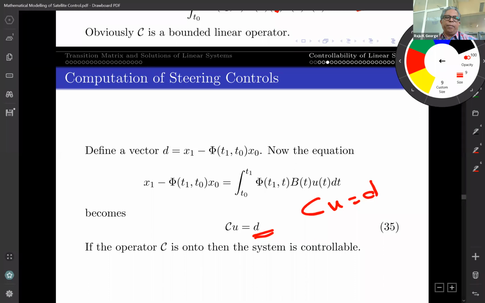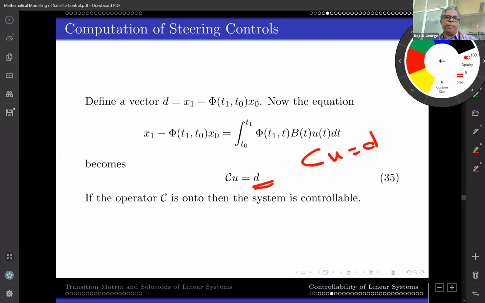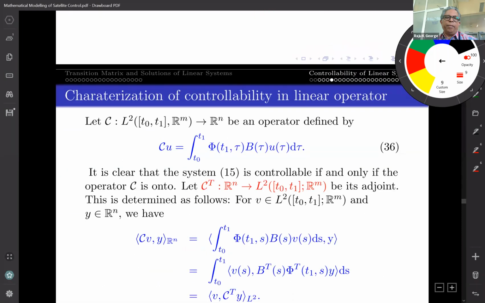And if C is onto, again, if you take the adjoint of this operator, if I define C from L2 to Rn, and the operator is defined by Cu is equal to the integral from T0 to T1 of this integral operator. It's clear that the system is controllable if and only if the operator C is onto, or C transpose, the adjoint, from Rn to L2, is one-to-one.